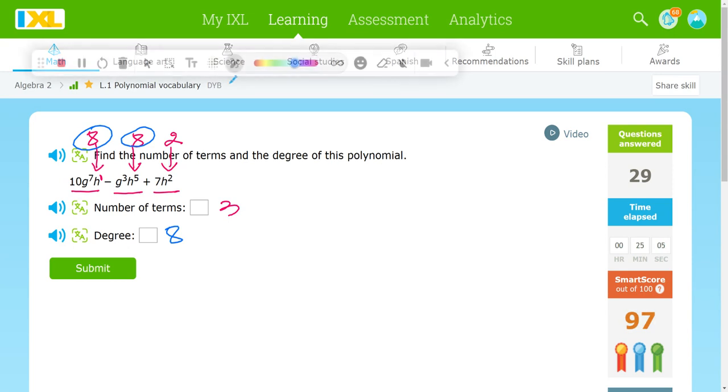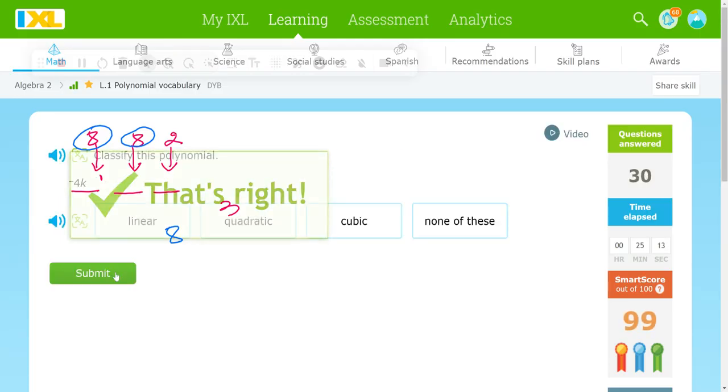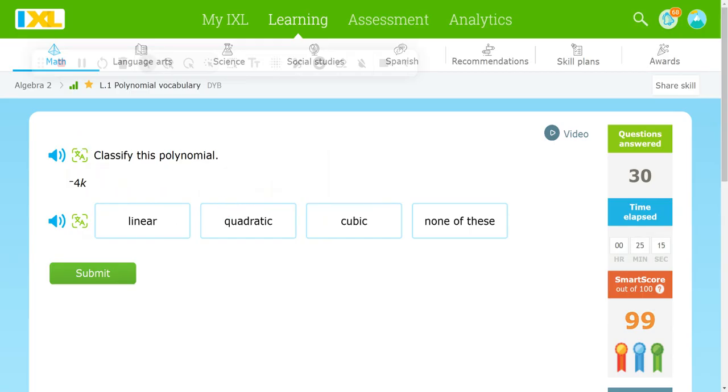And then I'm done. Alright, done. Voila. Here's an A. And number of terms should be 3. Oh my god. I have one more to get 100.